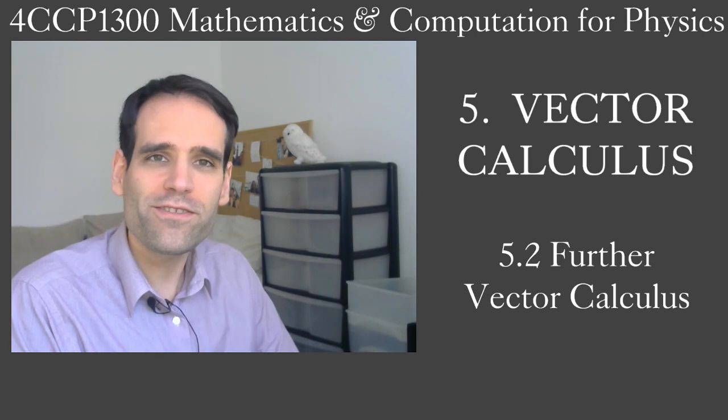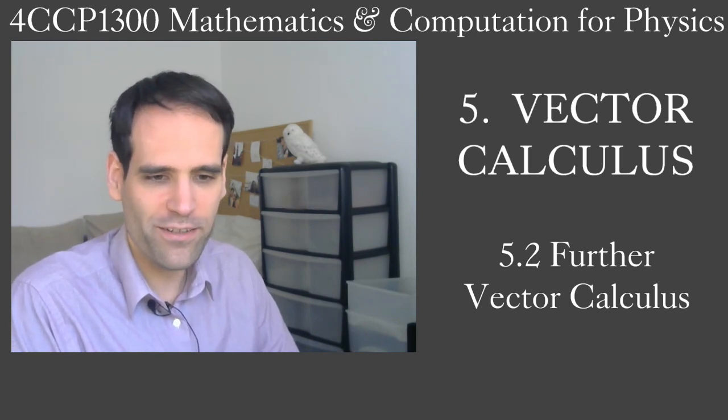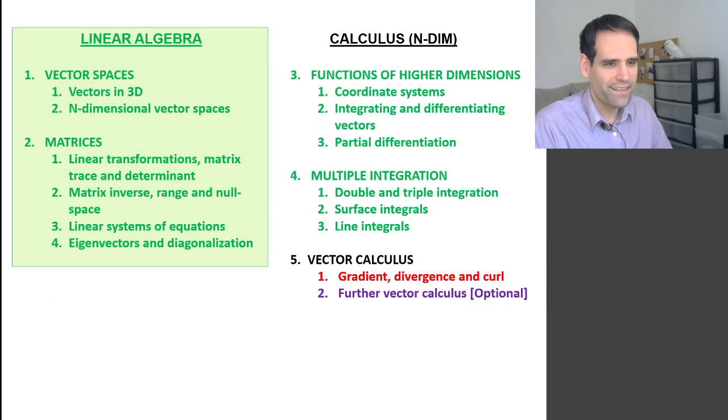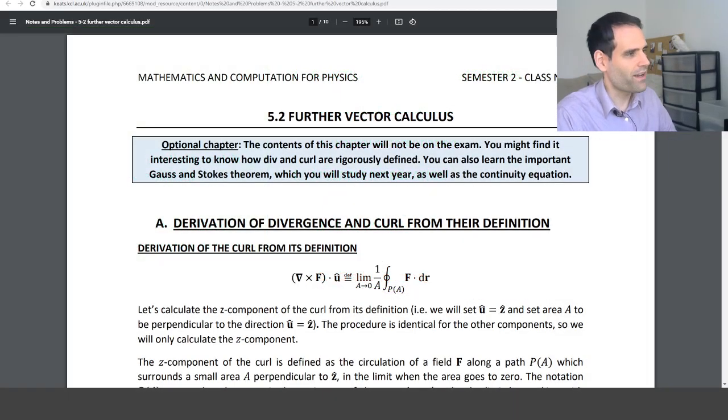But if you are curious and want to know a bit more about vector calculus, we have this extra material, this optional chapter called 5.2 Further Vector Calculus. If you want to really know about it, I suggest you go into the PDF. I provide the PDF in Kits, as you know, and you can open this 5.2 Further Vector Calculus, which is clearly indicated as being optional. The contents of this chapter will not be on the exam.